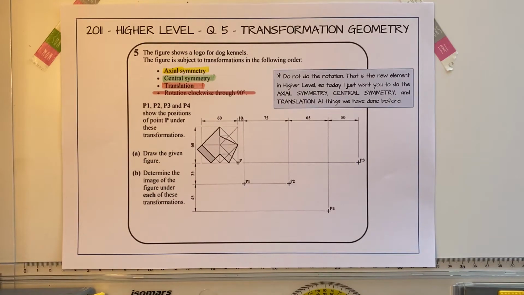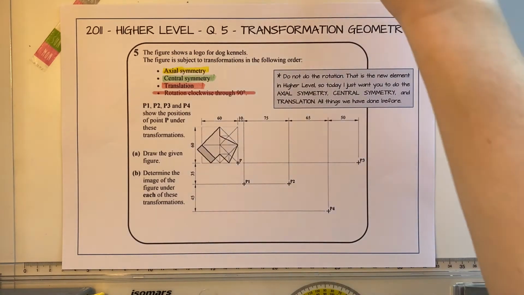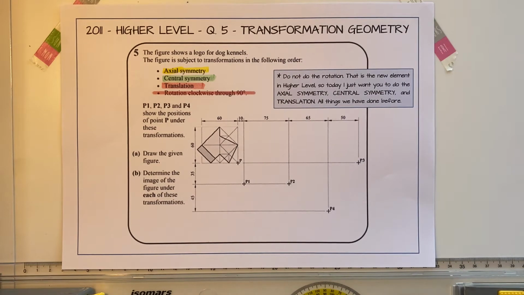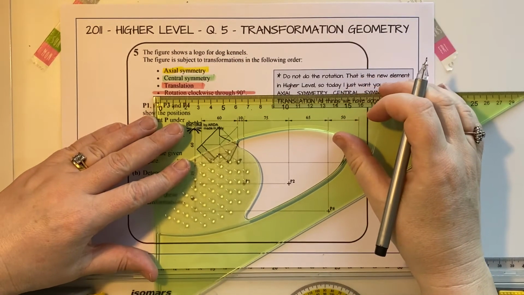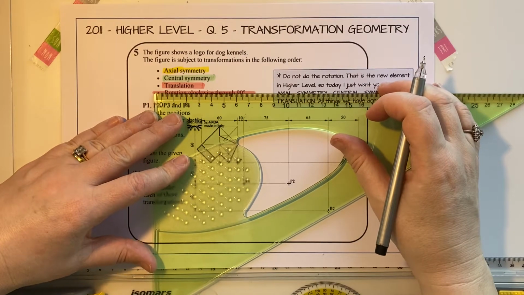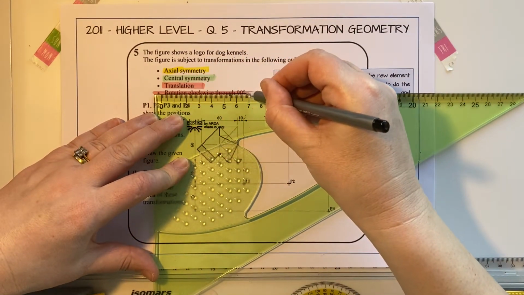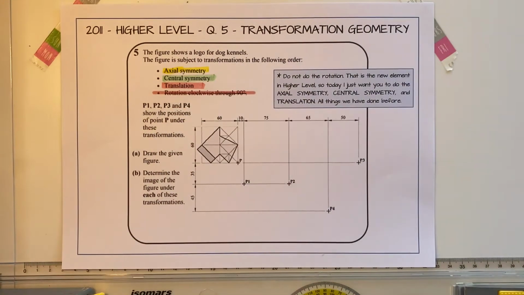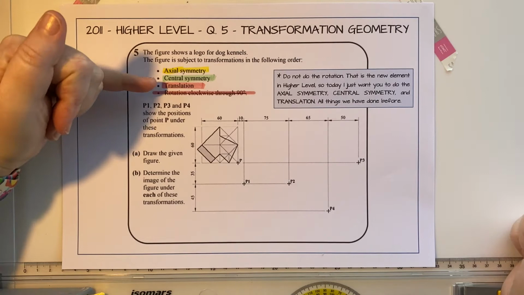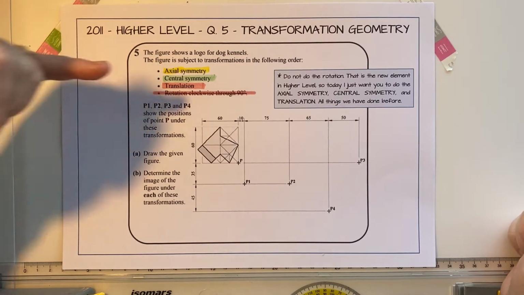And then in the normal run of things, we would also have a rotation, but I asked you not to do that. I said that that is an element that we need to move up to, because we haven't done a rotation yet within one of these classes or one of these questions, and that's what's going to be the new thing. But rather than jump straight into that today, I asked you to just do the question up to axial, central, and then translation.